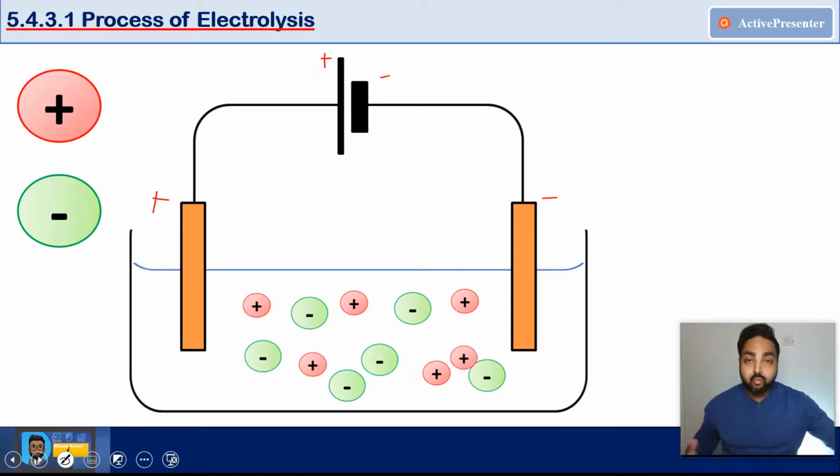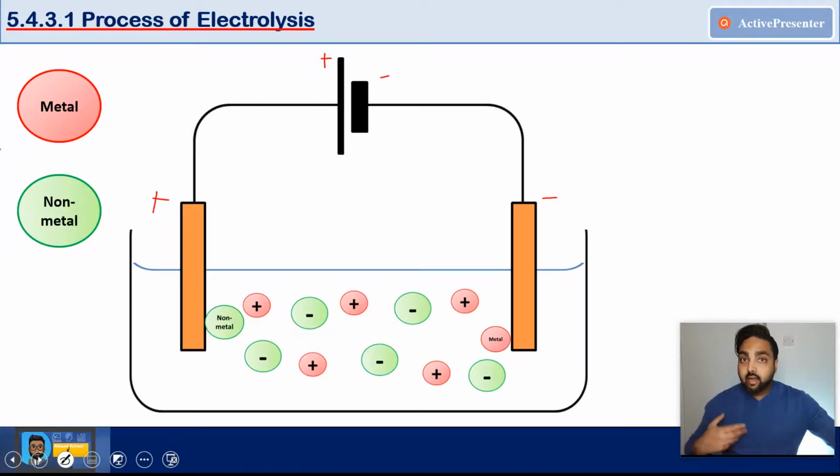So the positive ion will move towards a negative electrode, and once it gets there, it will gain electrons, and therefore it will no longer be an ion, it will just be a metal atom. The negative will do the same but in the opposite direction. So the negative will move to the left because that's where the positive anode is, and once it's there, it will lose the excess electrons that it's got that's made it an ion, and it will turn into a non-metal atom.